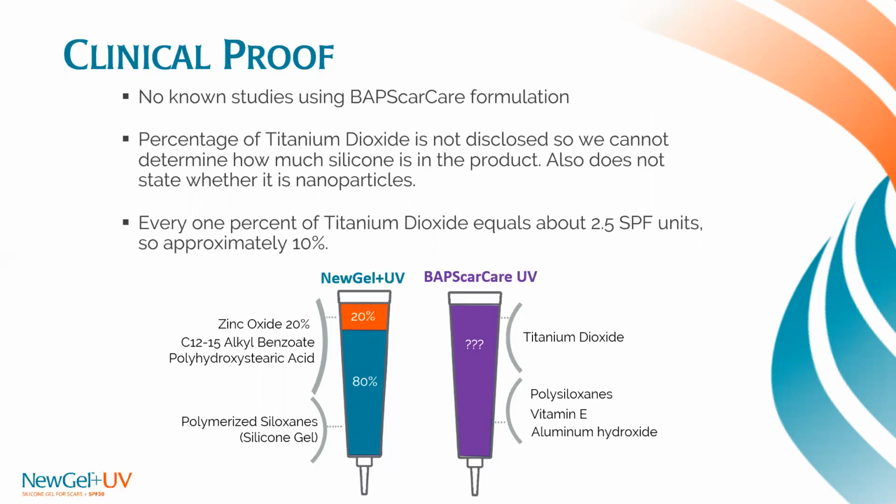So if you look at it, I did the math, and 1% of titanium dioxide equals about 2.5 SPF units. So if you do the math on that at 25 SPF, it would be about 10% of the product, more or less. We don't know how much aluminum hydroxide is in there, but that's just kind of a ballpark amount in that product.